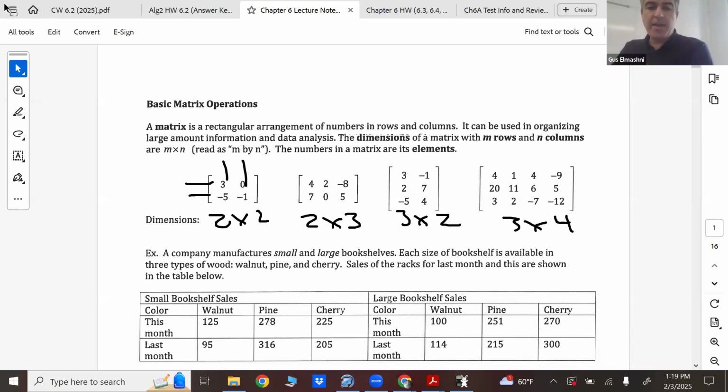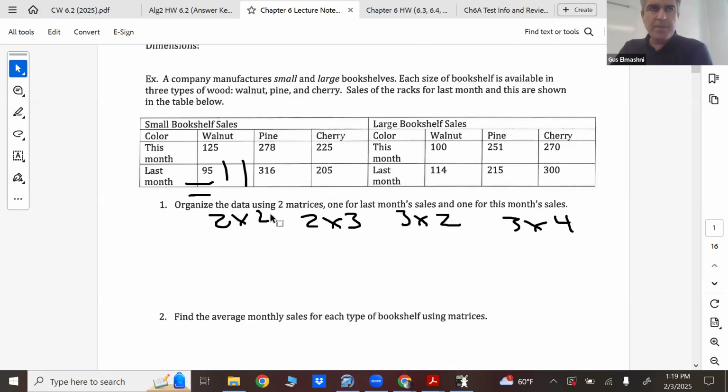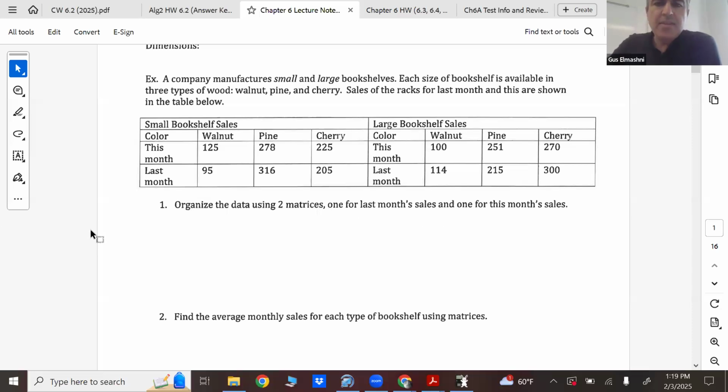Okay, so here we got actually kind of a real life problem, I suppose. Nathan, can you read the example, please? A company manufactures small and large bookshelves. Each size of the bookshelf is available in 3 types of wood: walnut, pine, and cherry. Sales of the racks for the last month and this are shown in the table below. Perfect, thank you. So we have small bookshelves and large bookshelves. We have colors. We have walnut, pine.